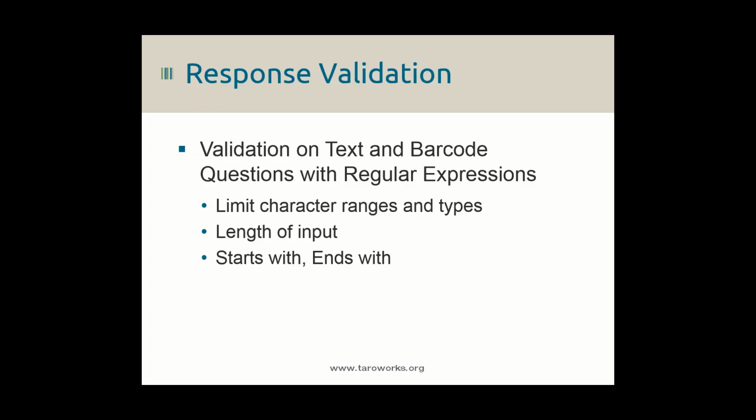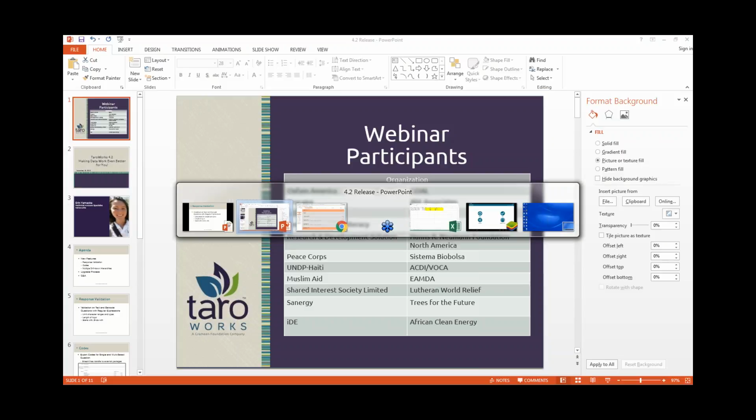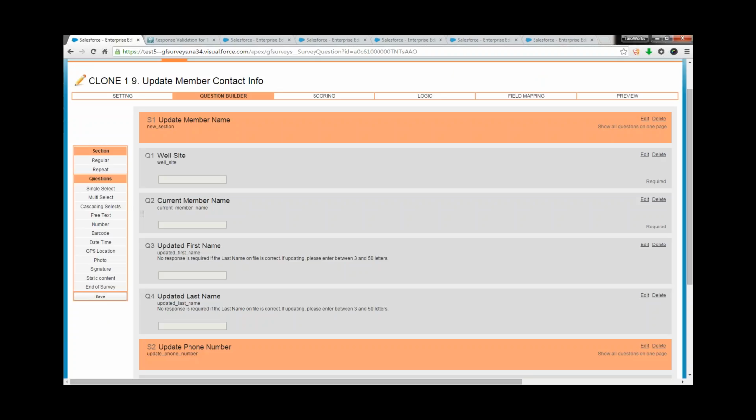So let's say Aquacomb wants to create a job so that they can update the contact information they have on record for their well site members. This information is really important when reaching out to members, so they may want to help their mobile users gather the correct information by validating the entries.